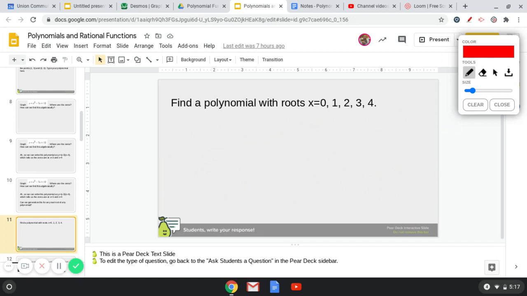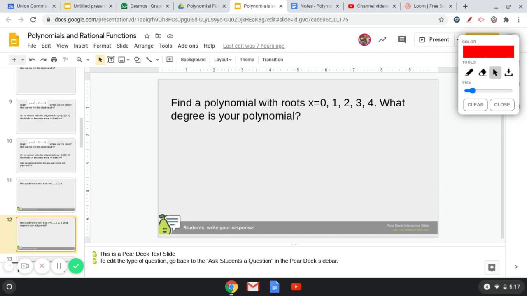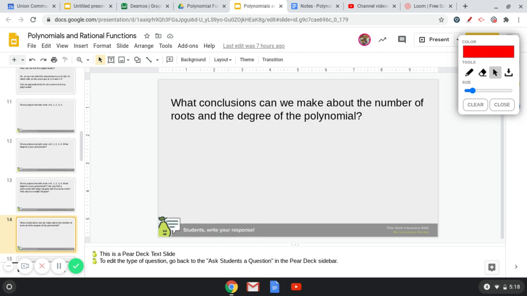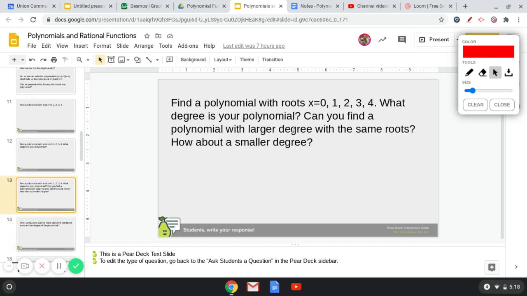So if you're interested, I do have some of the history here. Oh, what degree? Okay, so we already talked about that. Oh, sorry. Okay. Let's go back. Can you find a polynomial with larger degree of the same roots? How about smaller degree? The answer is, with this one, this was a 5th degree polynomial, if you remember. We can find a polynomial with larger degree with the same roots. We can just add some more roots, and it has the same roots plus some extra, or maybe not. But with smaller degree, the answer is no, because you can't have a 4th degree polynomial with 5 roots. It's just not possible.